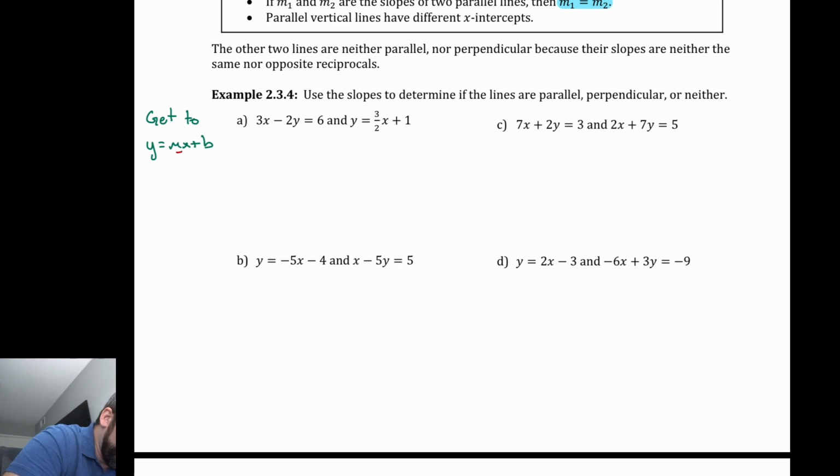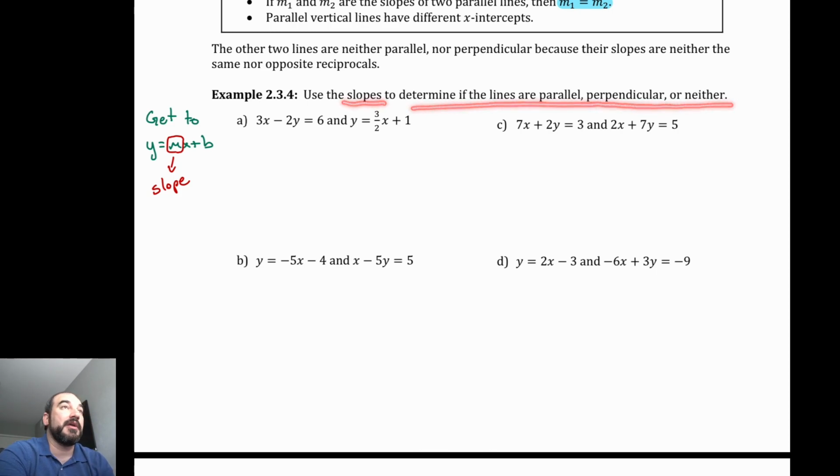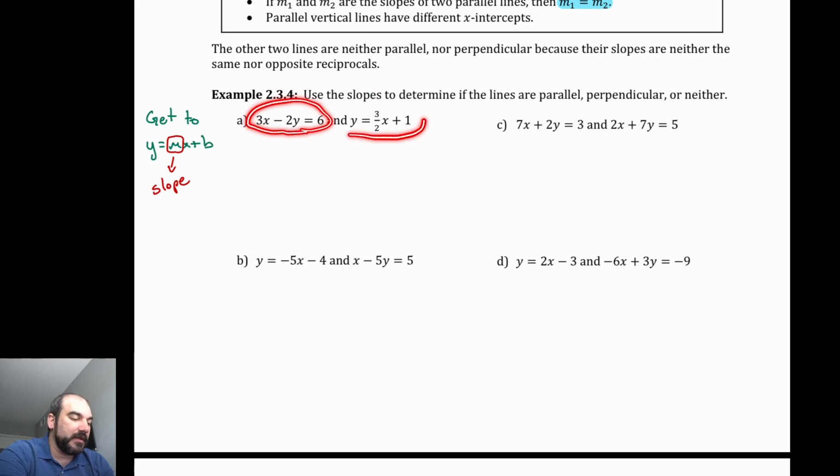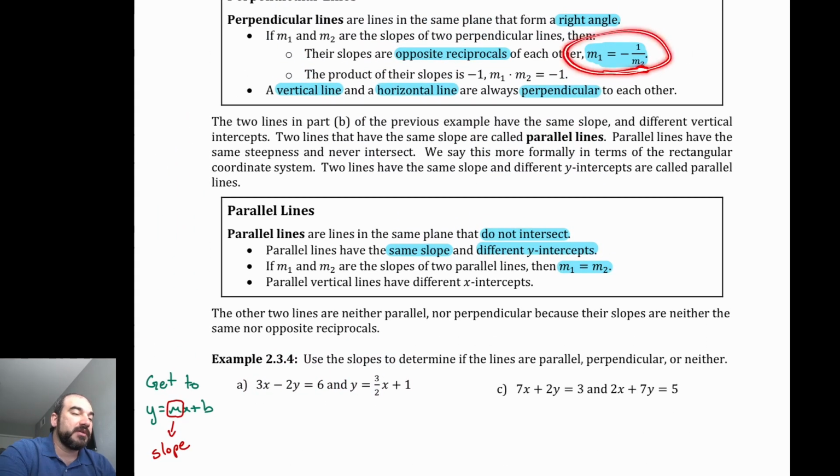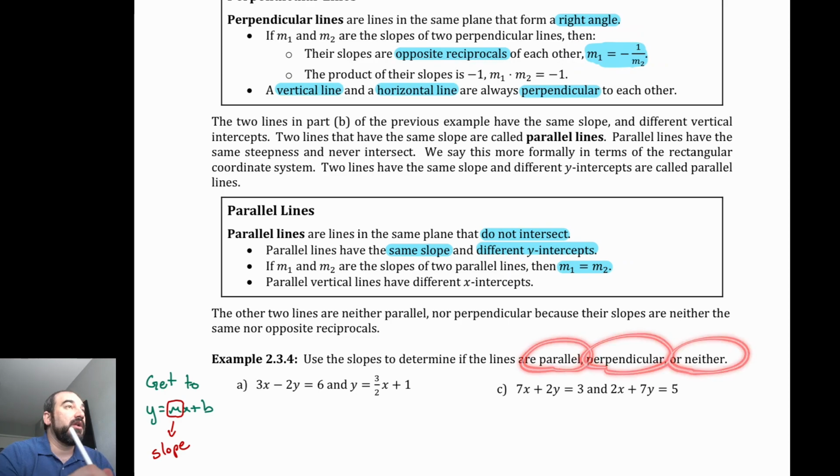And then the m is the slope. Right, so if the question is asking you to use the slopes to determine if the lines are parallel, perpendicular, or neither, we need to find the slope of the first line, we need to find the slope of the second line, and then characterize them, whether or not they're opposite reciprocals of each other, or if they're the same slope, or if it's neither of those things, right? That's what parallel, perpendicular, or neither means.